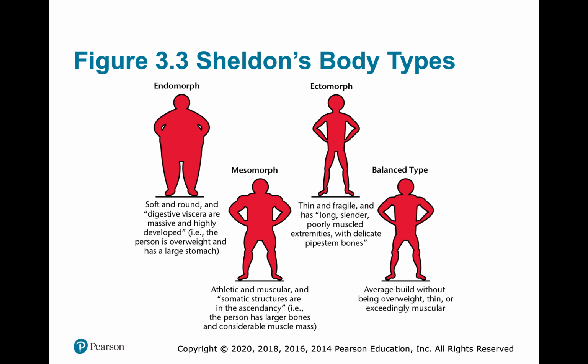Now, when you look at these 3, and then we have the balanced type, but when we look at these 3 and we see this mesomorph, it sort of makes sense that he might be more likely to be an offender, right? He's muscular, and so he would be more successful at committing aggressive acts.